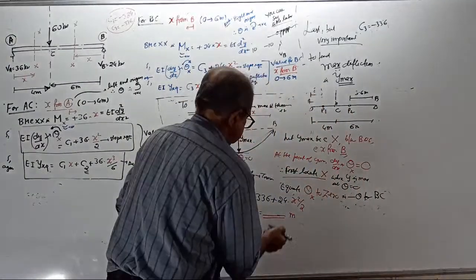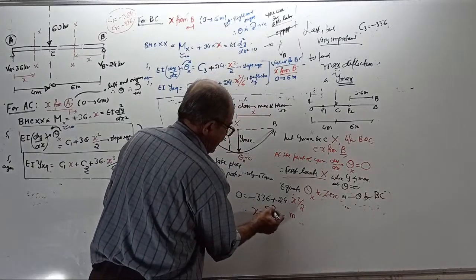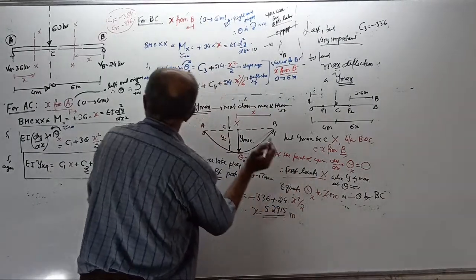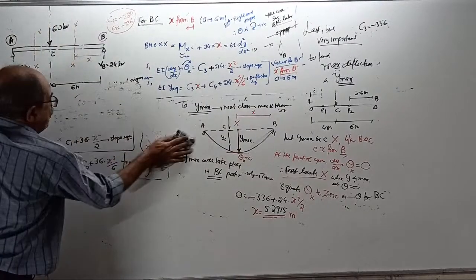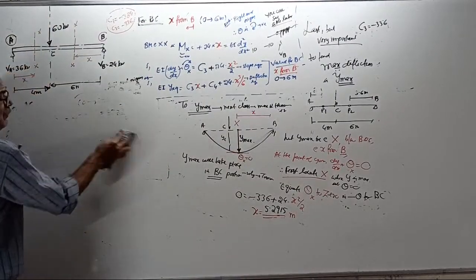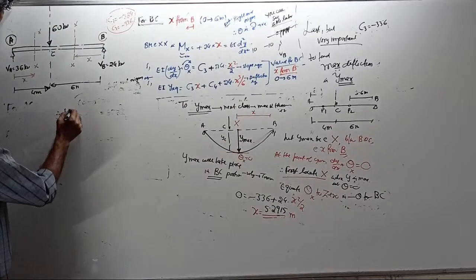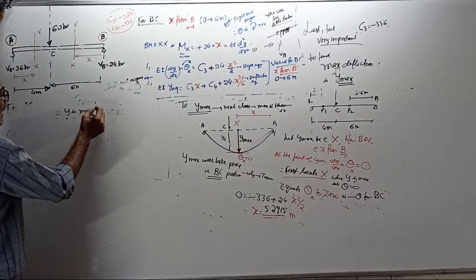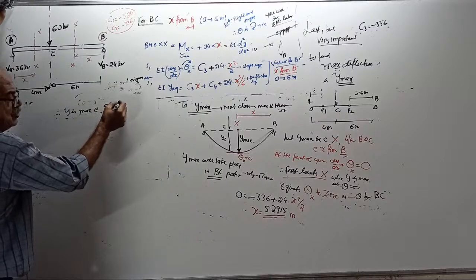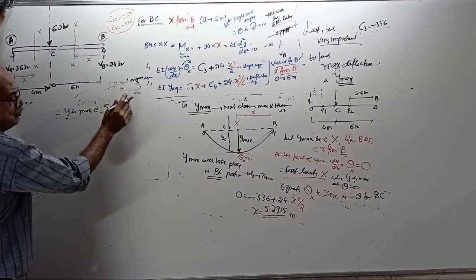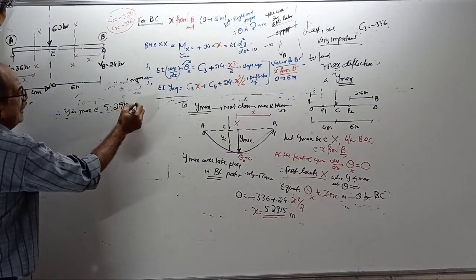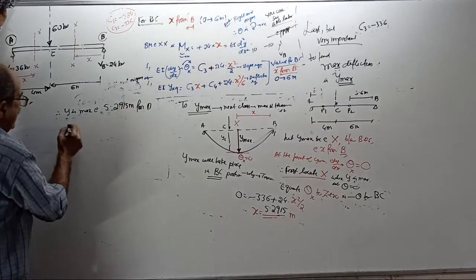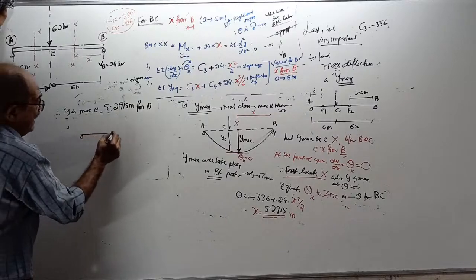X equal to 5.2915 meter. So, the last now. I can remove all this now. I will explain more tomorrow. Therefore, y is maximum at 5.2915 meter from B. That is, I will tell you here, see, correct, clear.